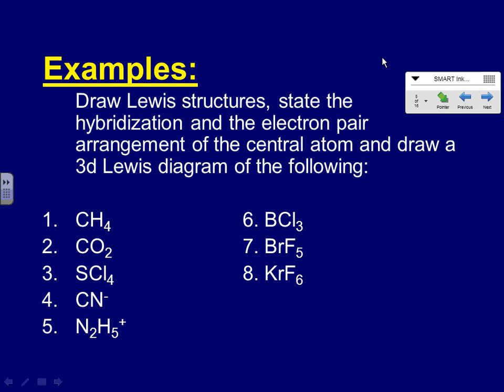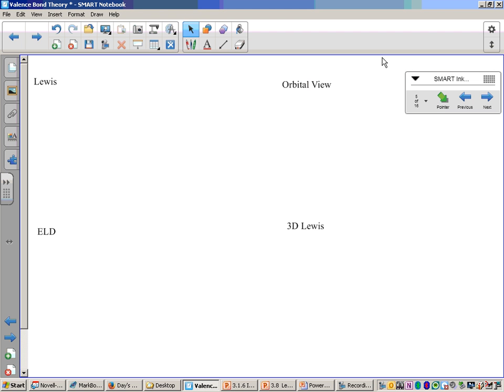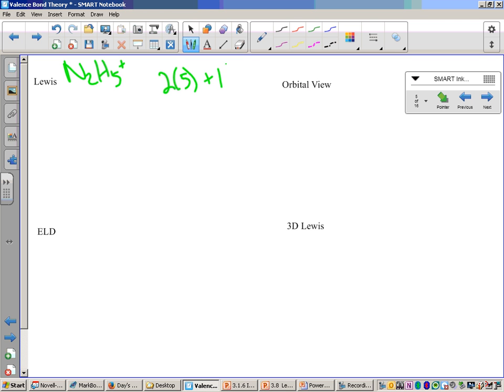My next example is N2H5 plus 1. So we will put down N2H5 plus. So let's get the electrons. 2 times 5 plus 1 times 5. And notice we've got a positive charge, so I need to take an electron away, -1. And that gets me 15 minus 1, 14 electrons.